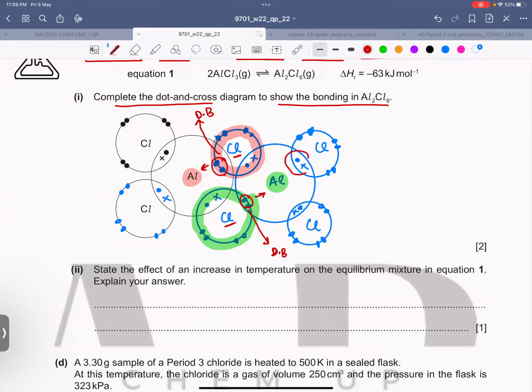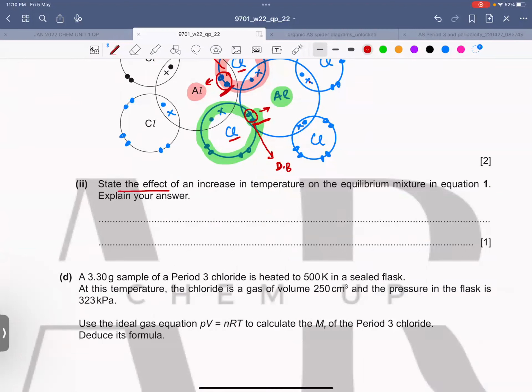See, these are not dative bonds because one electron is a dot and one electron is a cross, which means it's a simple covalent bond because both the atoms are sharing their electron with each other. But here in this case, which I highlighted, this pair comes from the chlorine only, and this pair is also coming from the chlorine only, right? Is it clear now? Yes. Okay.